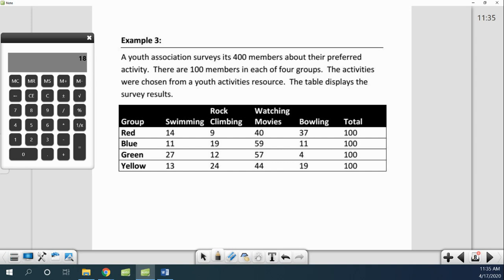Example 3. A Youth Association surveys its 400 members about their preferred activities. Now they've split these members into 4 groups. You've got the red group, the blue group, the green group, and the yellow group. And in each group, they just put 100 people. So the activities they chose from a youth activity resource, and they just asked the groups, do you prefer swimming, rock climbing, watching movies, or bowling? And here's the results.